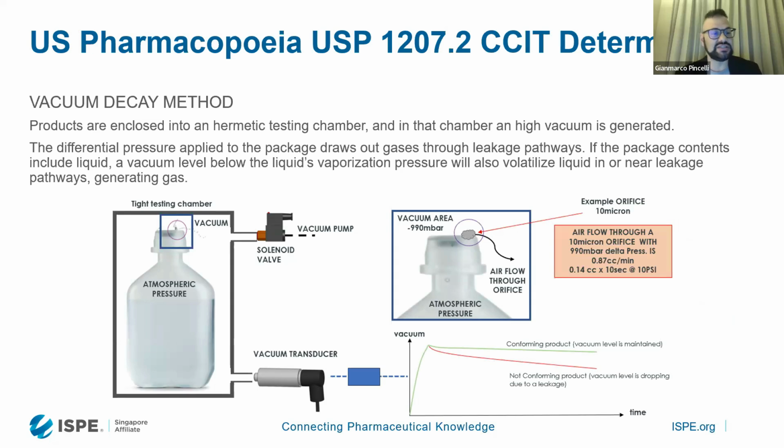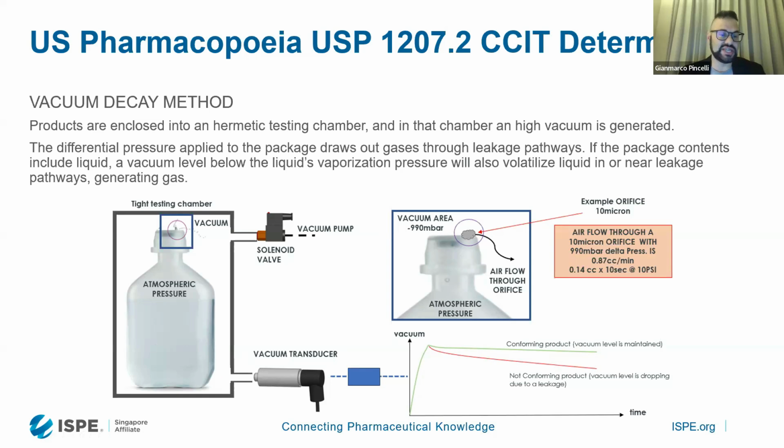Starting from the vacuum decay method, basically the container is inserted inside of a testing chamber. Inside the testing chamber we have a vacuum transducer that is constantly monitoring the vacuum level outside of the container. Then we have a solenoid valve connected to a vacuum pump. For a certain time, this solenoid valve is opened and the vacuum pump is connected to the external environment of the product and the vacuum is generated.